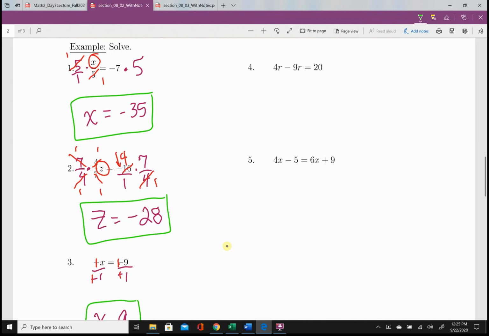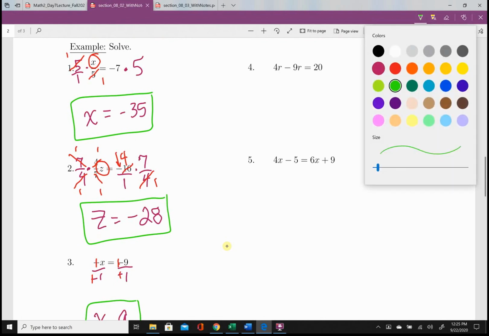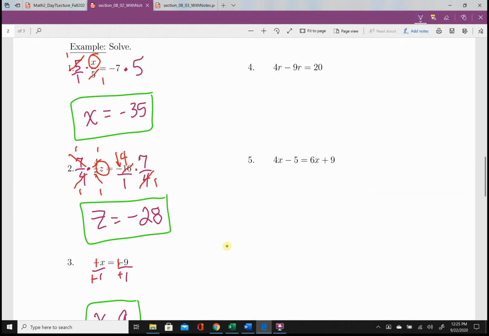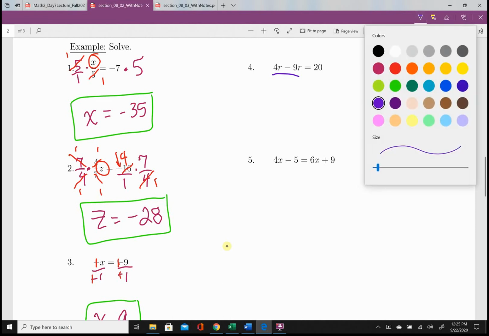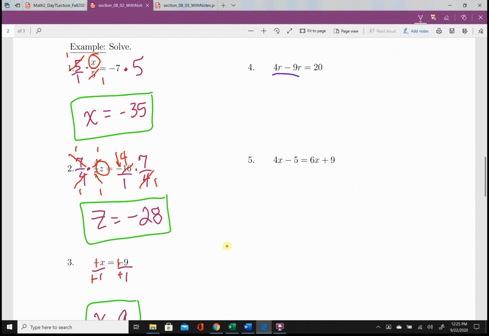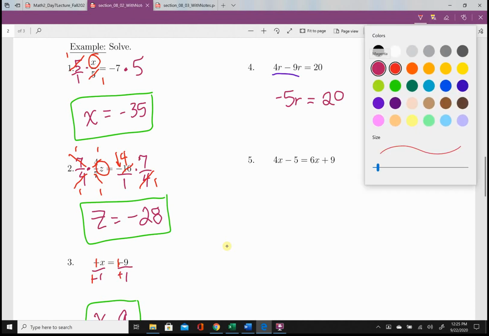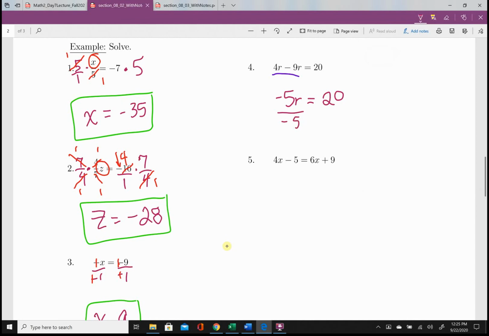Moving on to number 4, I recognize that there is the necessity of combining like terms on the left-hand side before we get started with this process. So what is 4r minus 9r going to give us? Well, that'll give us -5r. It's equal to 20. And now it's our job just to recognize that we need to get rid of that factor of -5 in front of the r. So we're going to divide both sides by -5.